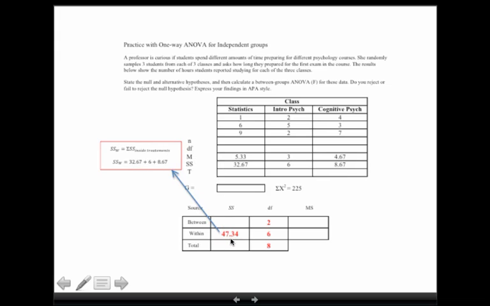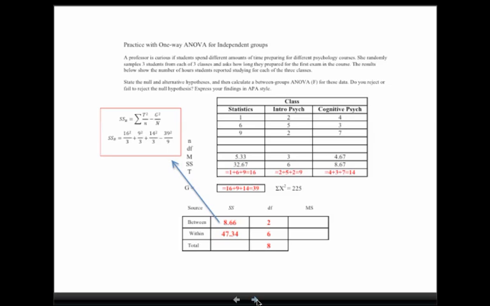You get 47.34. The next one that you'll need to work on is sum of squares between, and I've also calculated that, and I've gotten 8.66.